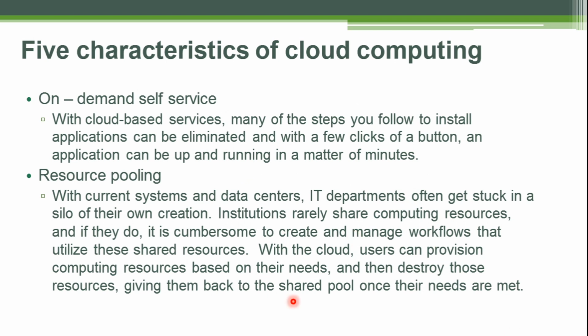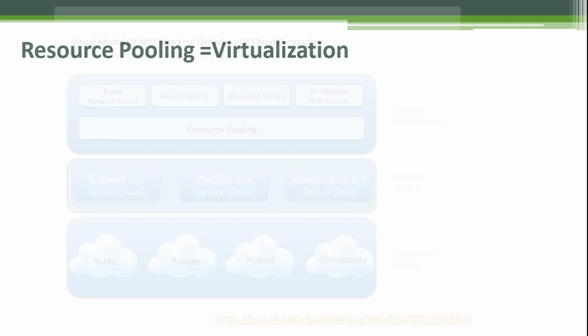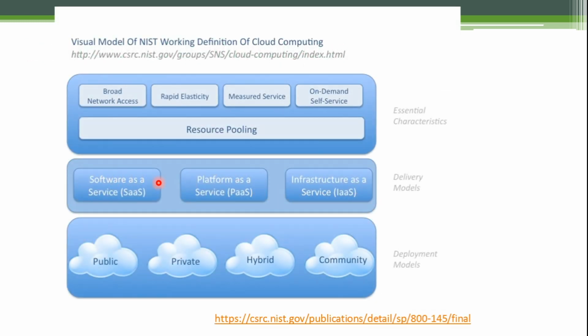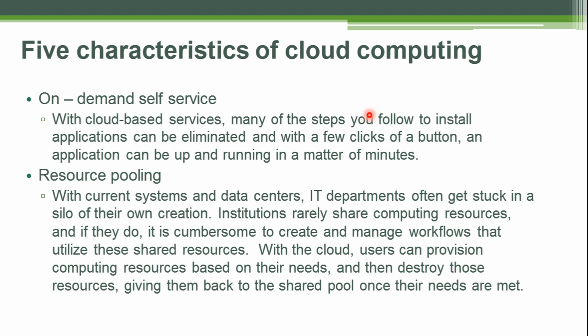Okay, so we talked about three service models, right? SaaS, IaaS, and PaaS. We have covered this area of the NIST definition. Now we are going to talk about the essential characteristics of cloud computing. So, on-demand self-service. This means you have full control with a few clicks of the mouse. You can create your own server, delete your own servers, and scale your own servers.